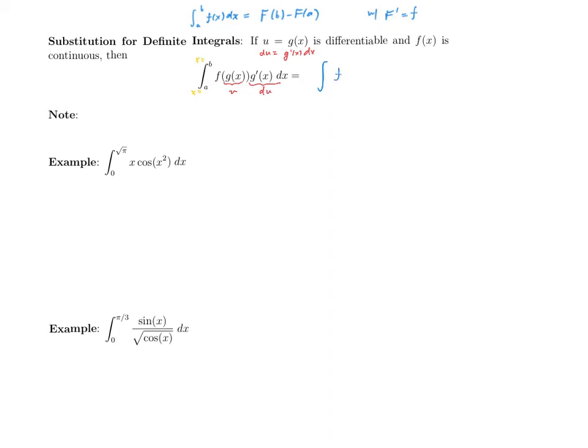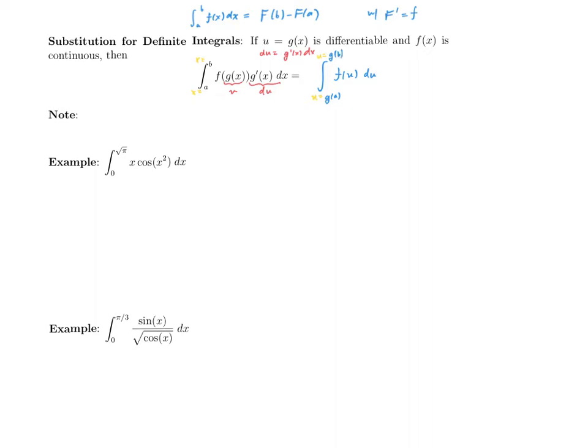And the integrand itself is exactly what we've been doing. It becomes f of u du. But our limits of integration also need to be in terms of u. And remember, if we know something in terms of x, and we want to get it in terms of u, we simply use our substitution. So if x is equal to a, the lower limit, u is equal to g of a. If x is equal to b, the upper limit, then u is equal to g of b.